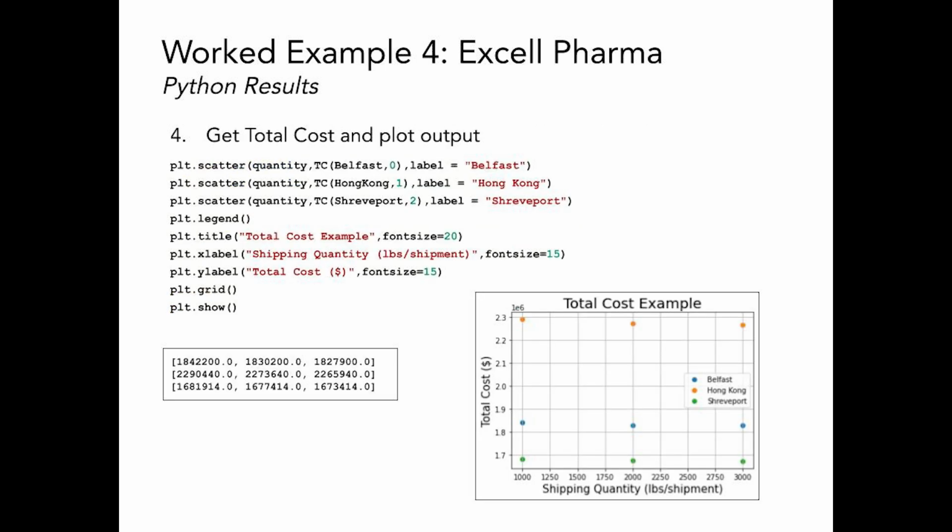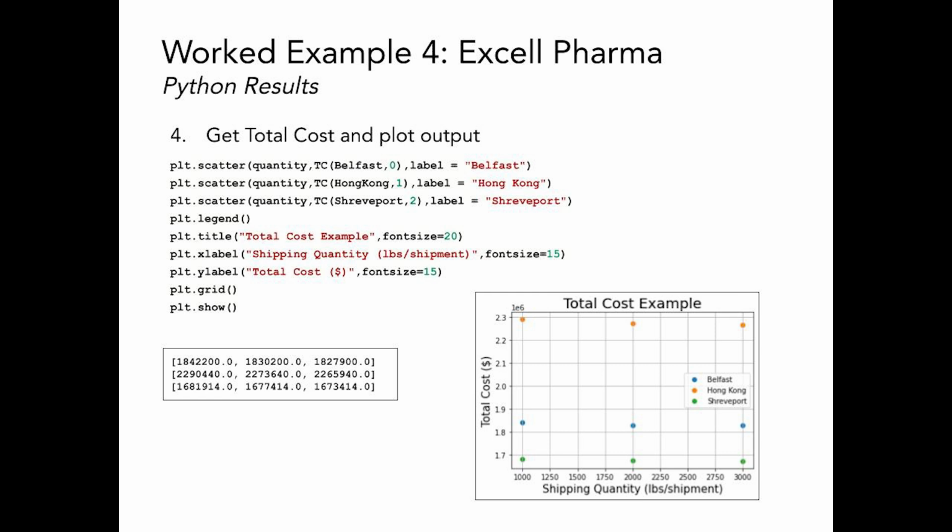After executing our Python code to calculate the total cost for XL Pharma's supplier selection, we proceed to visualize these results. Visualization is a powerful tool for interpreting complex data, allowing us to discern patterns and make informed decisions more effectively. We start by plotting the total cost for each supplier across different shipping quantities. To do this, we utilize matplotlib, a versatile plotting library in Python.